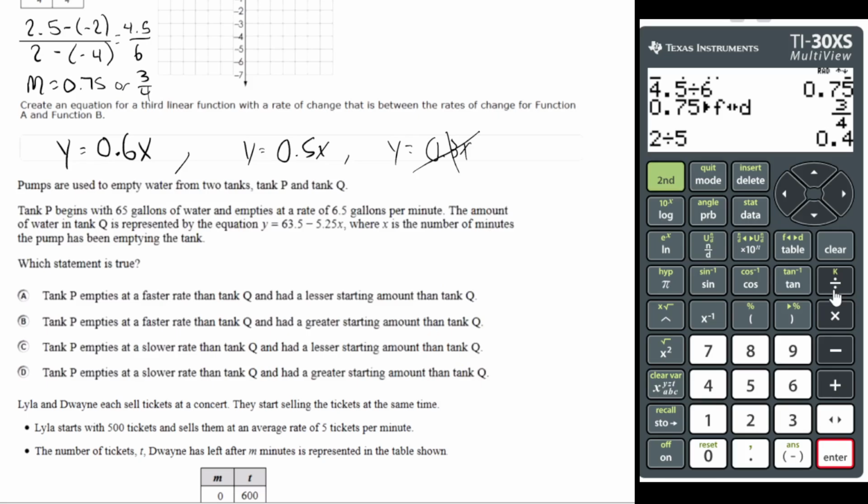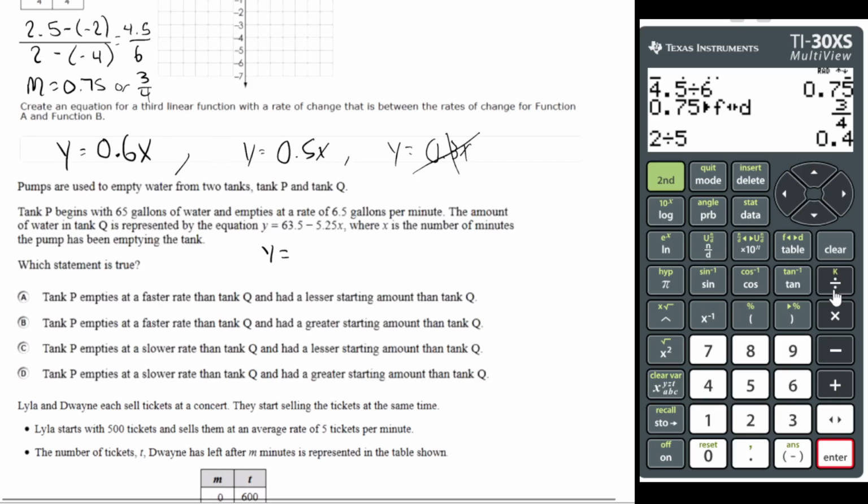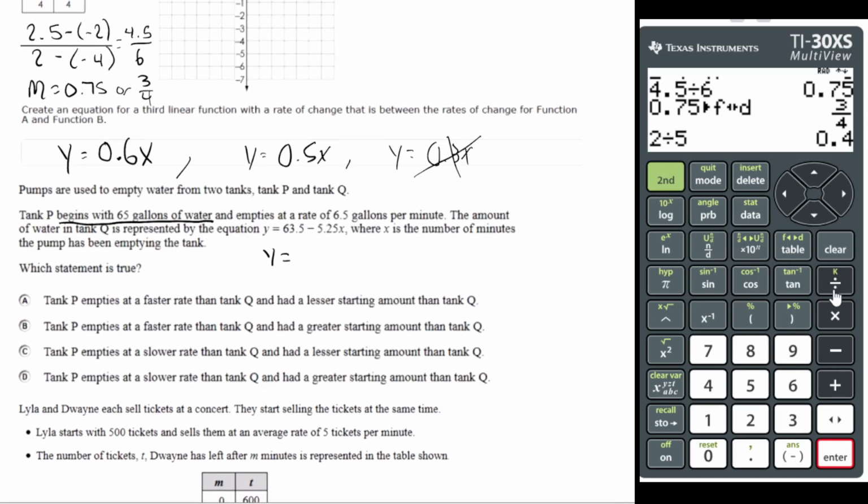So there's no real math that has to go into this because they give you all the information you need. You just need to know how to interpret a linear equation. They give you the linear equation for tank Q, so we're focused on tank P. Begins with 65 gallons of water. By now, whenever you hear begin, you should be thinking b in y equals mx plus b. B, begin. So 65 is where we're starting.